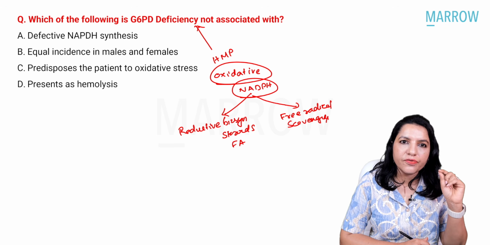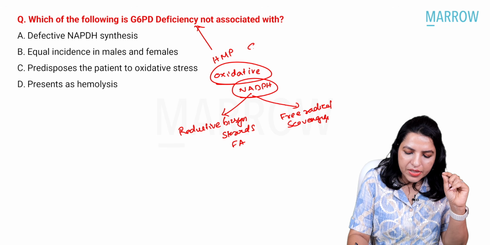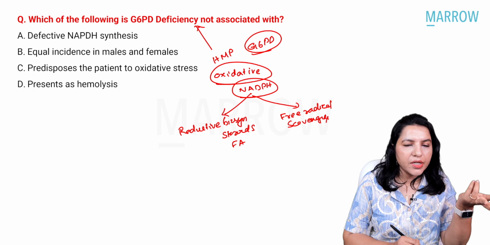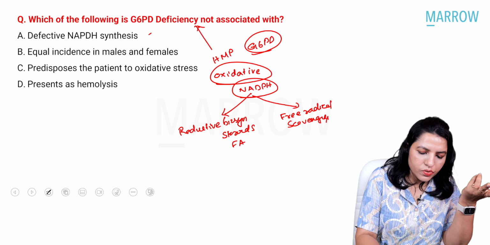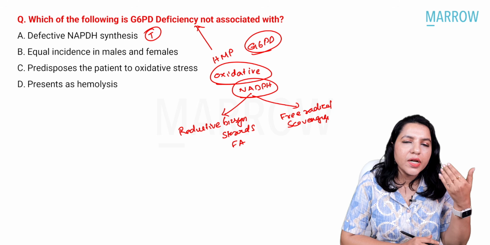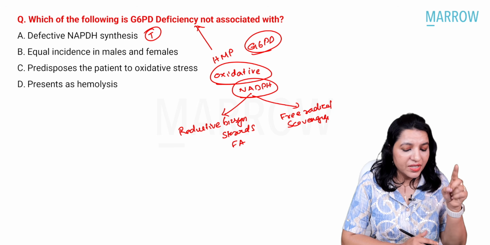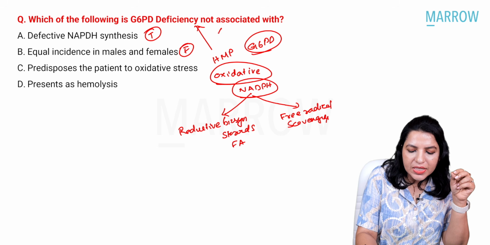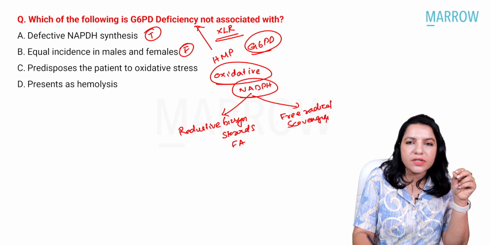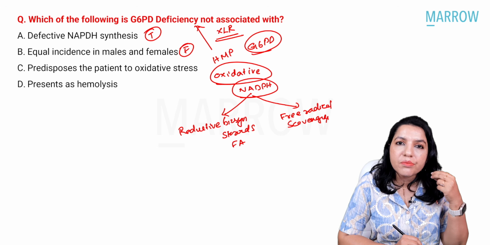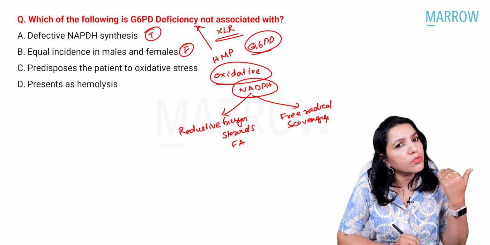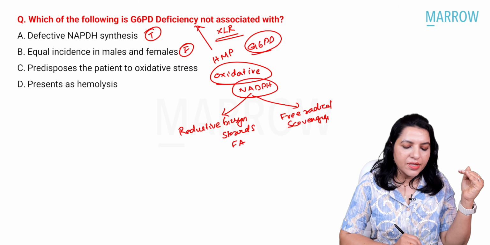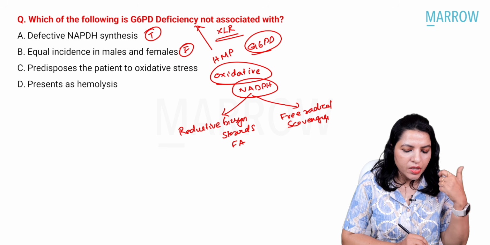If there is a defect in G6PD, which is an enzyme in the HMP shunt pathway, there is a defect in NADPH synthesis. It's a true statement, right? Equal incidence in male and female. That is a false statement. Why? G6PD deficiency is an X-linked recessive condition where only males are affected or males are more affected, which means equal incidence in males and females is a false statement.